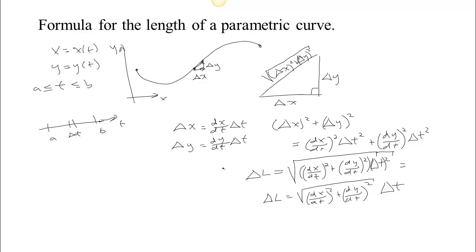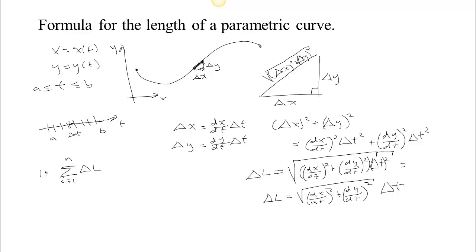So that tells us that if we make a small change in time, we're going to travel a small distance delta L. To find all of those distances, what we should do is just add up all the small changes. Let's say we break this up into n little pieces, and then we just find the sum from i equals 1 to however many pieces. Each piece is delta L.